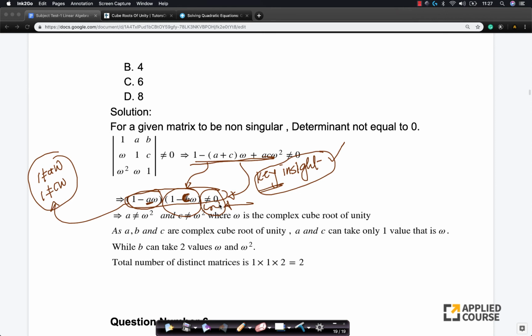Imagine if this was equal to 0, then I can say 1 equals A omega, or 1 equals C omega. In this case, this is true and this is true. Both of them have to be true, because even if one of them is equal to 0, the inequality will not hold. Again, that's the key insight step that took me a few seconds to realize.